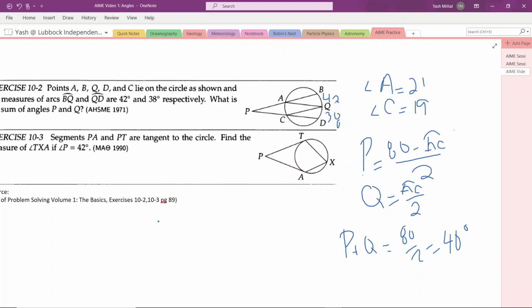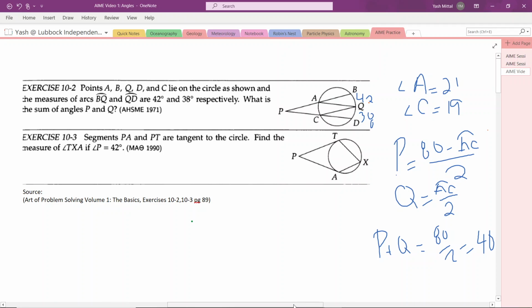And so we can figure out this answer not through finding P and Q separately, but finding the whole. This is a really important concept to know. You have to go directly at the answer. You can substitute numbers for variables and figure out which variables matter and which don't. In this case, I didn't even need to figure out P and Q separately, nor arc AC. I just needed arc BD, which is 42 plus 38, 80, and P plus Q is just half that. And now I've used both the first and second theorems to solve that.